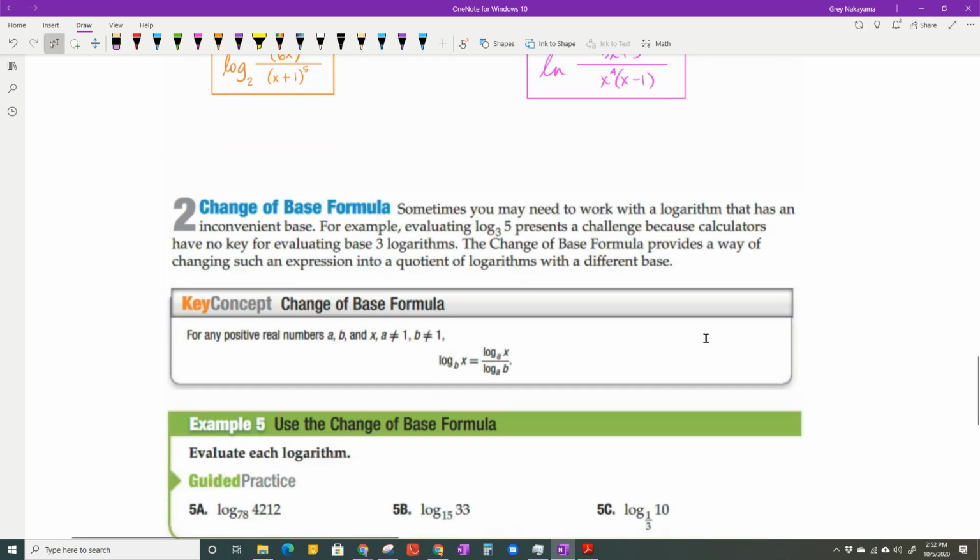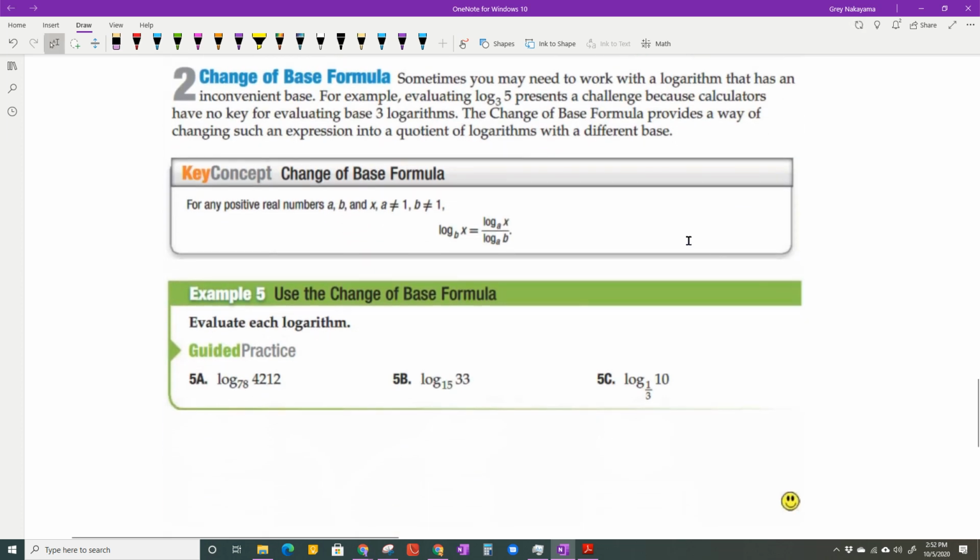Okay, last thing, change of base formula. This is what it tells you. The log base b of x can be written as the log base a of x divided by the log base a of b. And basically that a is the base. You can rewrite a log in whatever base you want using this change of base formula.